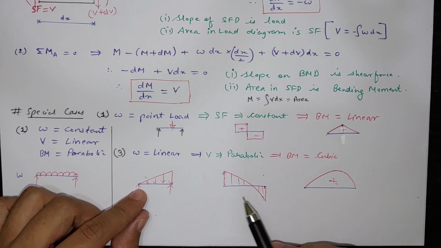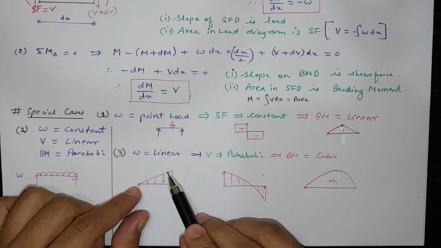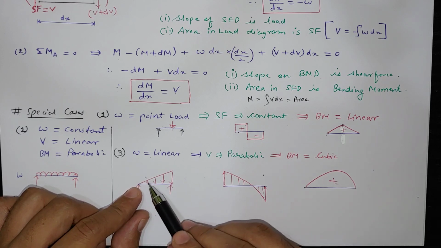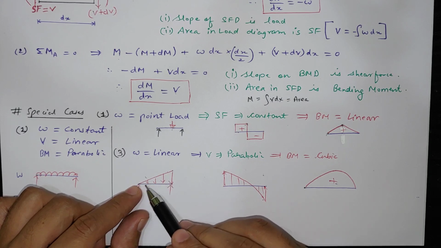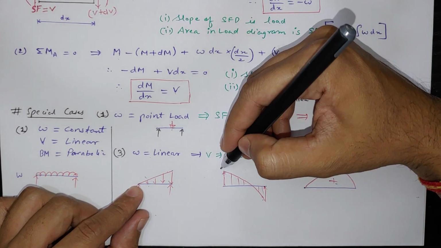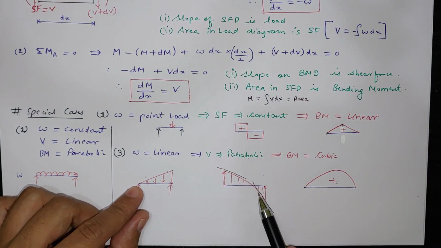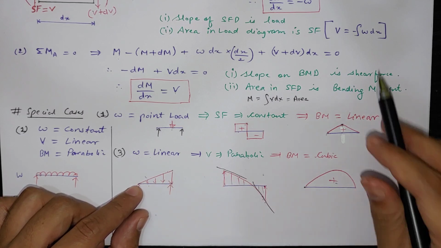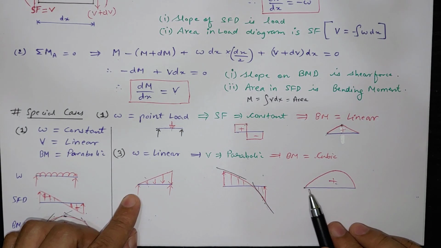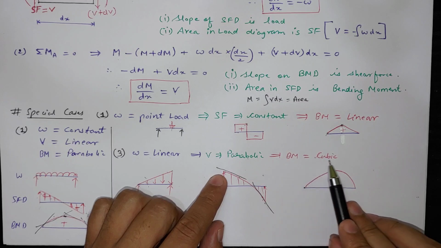And if you see this curve, it is parabolic, and the slope value should increase because the w value is increasing, though it's in negative direction but it is increasing. So here the slope is this much, here the slope is this, so from this to this it is increasing continuously. So the slope increases because the w value is increasing in negative direction, so all the slopes are negative. And from here this curve is parabolic, so the bending moment curve should be cubic.